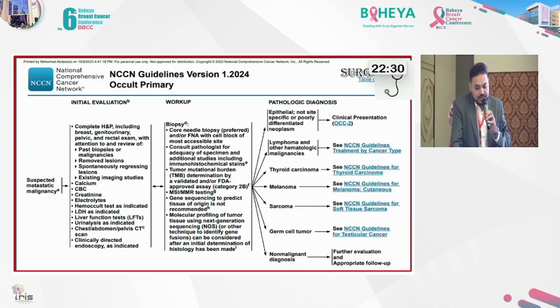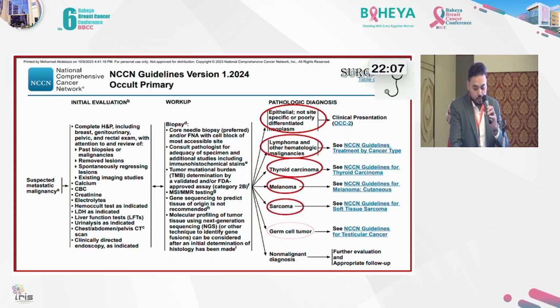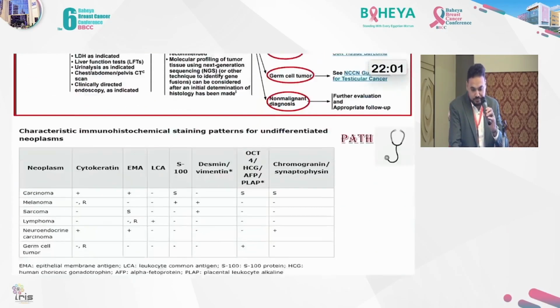When we revise the NCCN guidelines to evaluate a suspected metastatic malignancy with an occult primary, we should do a full physical examination, routine labs, and imaging. Then we do a fine needle or true-cut biopsy. We can have an epithelial tumor, lymphoma, thyroid carcinoma, melanoma, sarcoma, or germ cell tumor, or non-malignant disease. She could have TB, she could have an acute infection, etc.